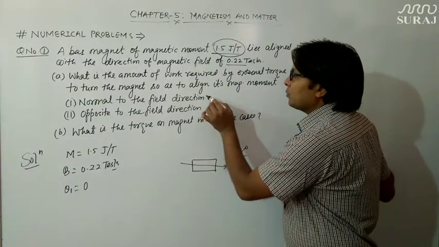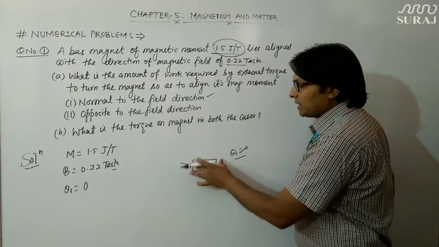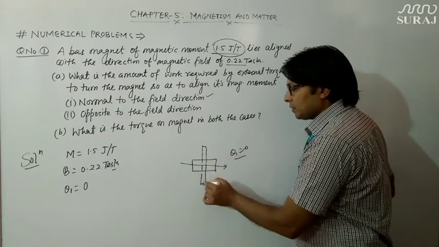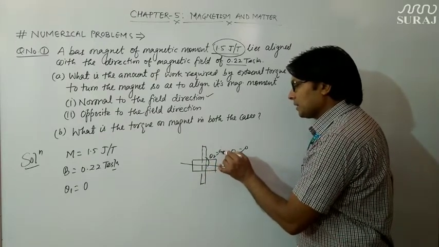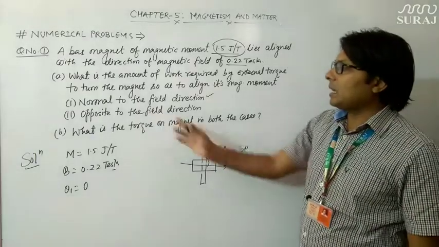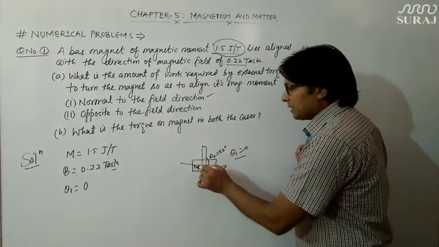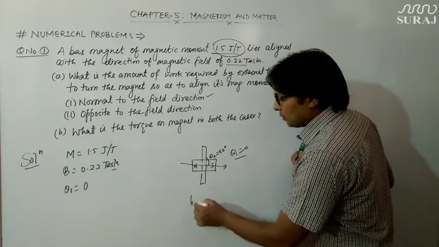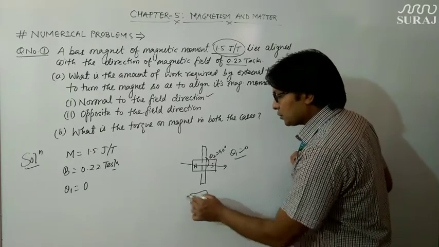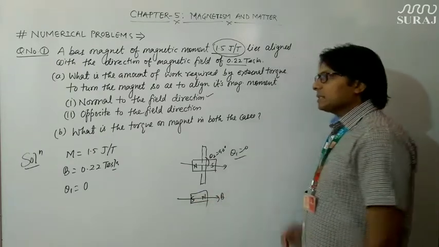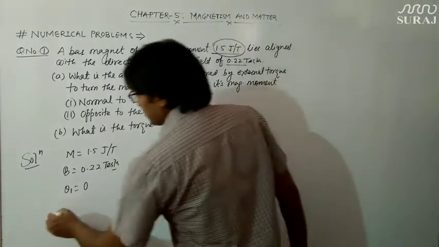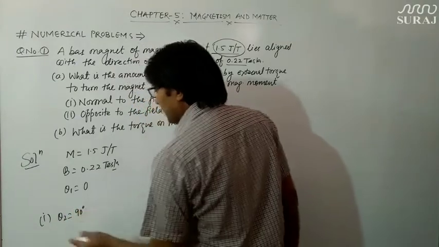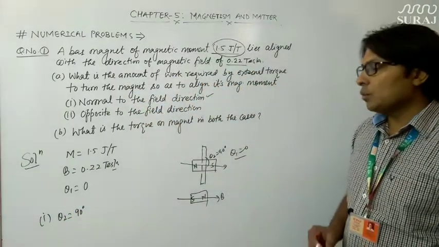In the first case we have to rotate this magnet perpendicular to the direction of the magnetic field. So definitely theta 2 becomes 90 degrees. And in the second case, opposite to the field direction, means if it is initially along the north to south direction, now we have aligned it along the south to north direction. So this is the second case. In the first case theta 2 is equal to 90 degrees, and in the second case theta 2 is equal to 180 degrees.